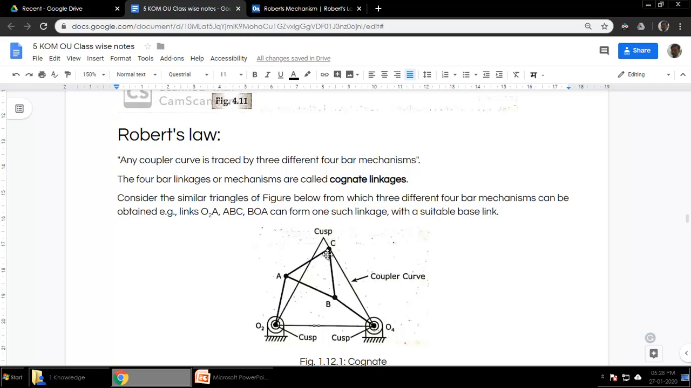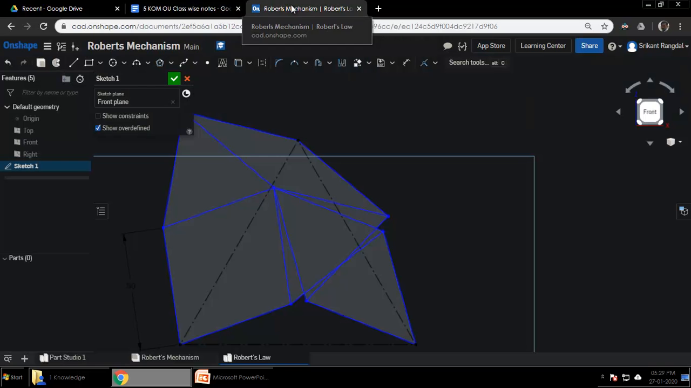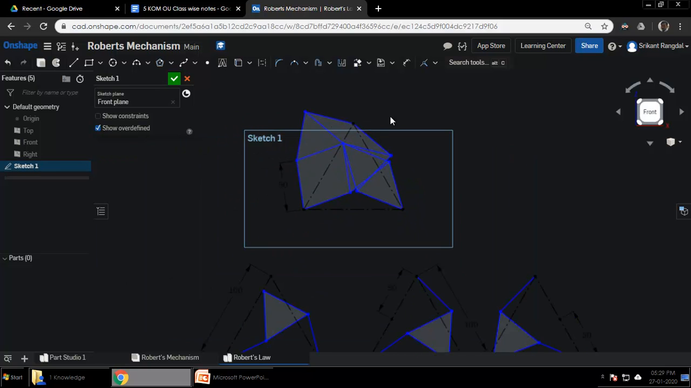The point here is that this coupler curve that we are getting, in the shape of an equilateral triangle, can be traced by three different four-bar mechanisms. I wanted to prove this using Onshape, and here is what I got.